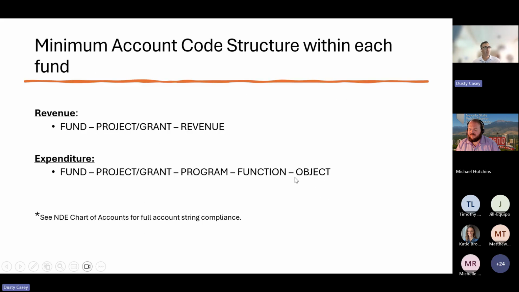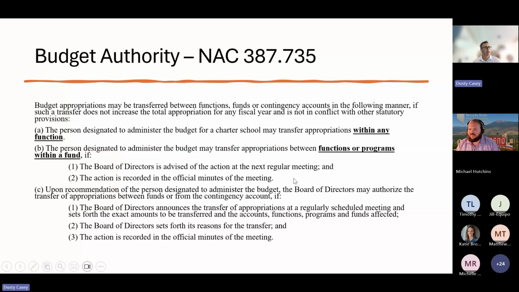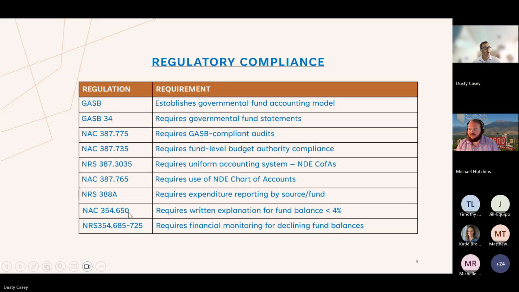So I'm going to go up here real quick. NAC 354.650 and NRS 354. This is centered around districts, but as you all know, what's required of a district generally gets required of charter schools as well, whether explicitly or implicitly. But what is important is that you have a positive ending fund balance.